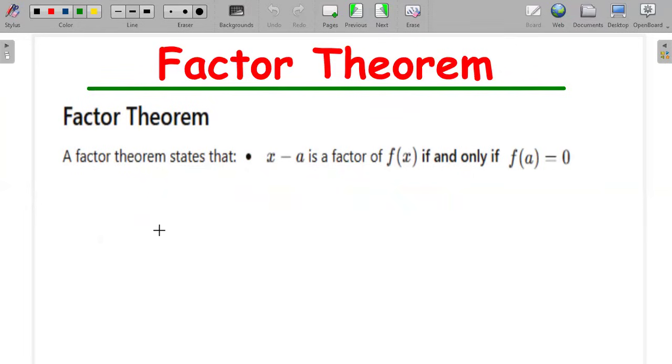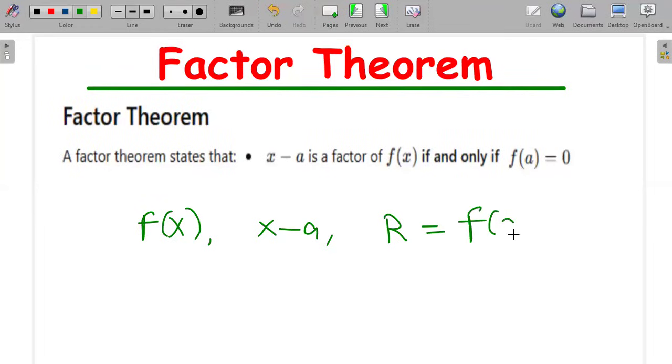So remember for the remainder theorem, we said that if f of x is a polynomial, and then I have a function x minus a, then the remainder would be equal to f of a. That's what we said under the remainder theorem. So when you come to the factor theorem, it's basically the same definition, but here, the remainder is just going to be 0. So the factor theorem states that x minus a is a factor of f of x if and only if f of a is equal to 0.